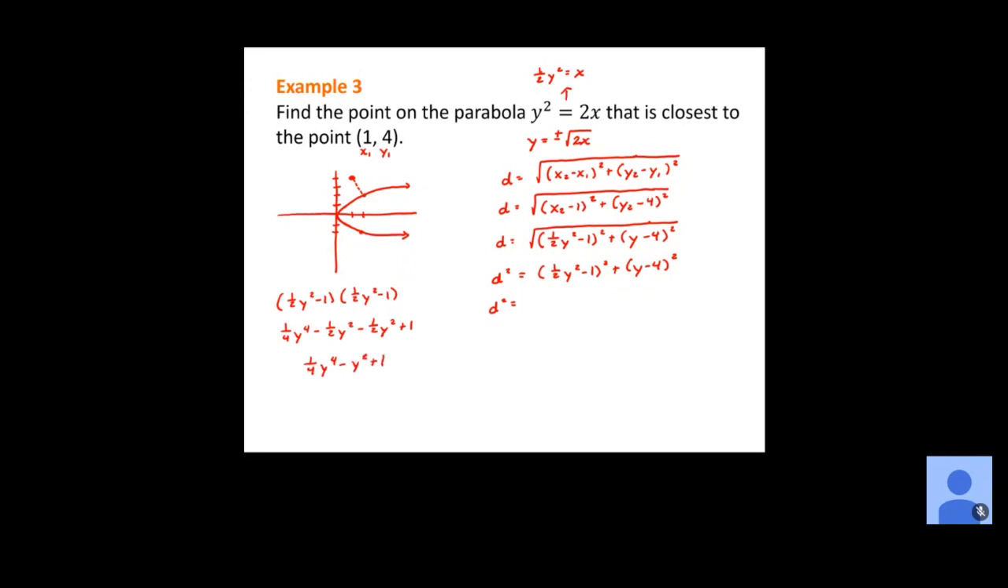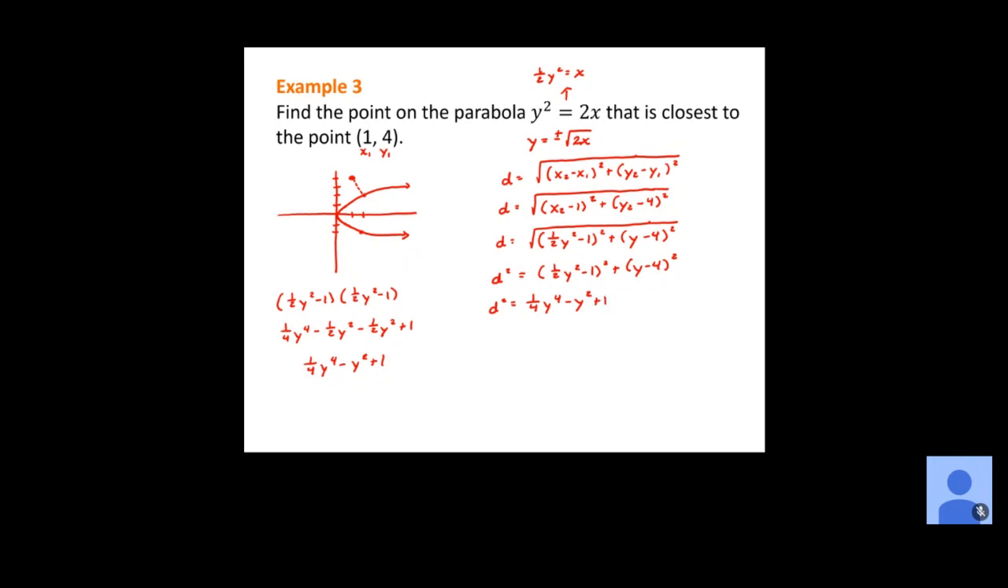Okay, so that's what we should get, right? Because if we square this, we're just multiplying it by itself. And so those first terms are going to give us 1/4 y to the 4th. When we combine our outer and inner terms now, 1/2 and 1/2 just gives us a -1, so we're going to get a -1y squared. -1 times -1 should be +1.